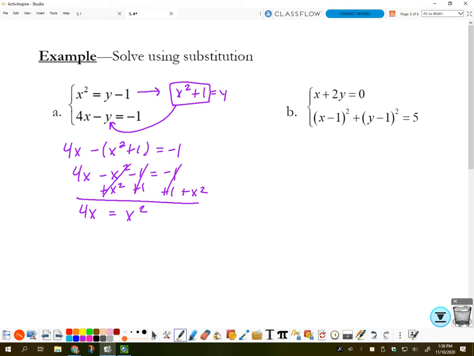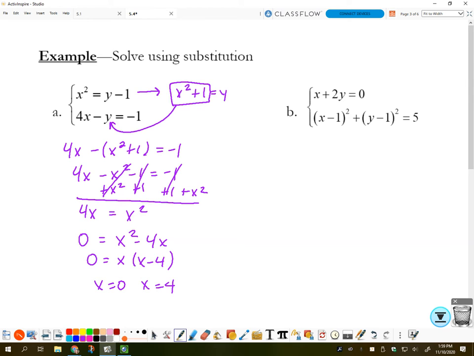Trying to get everything on one side equal to 0, that obviously didn't accomplish that. But I can subtract 4x. So I have 0 equals x squared minus 4x. Now we can factor out an x as the GCF. And we get x equals 0 and x equals 4 as our solutions. And you should have two solutions.